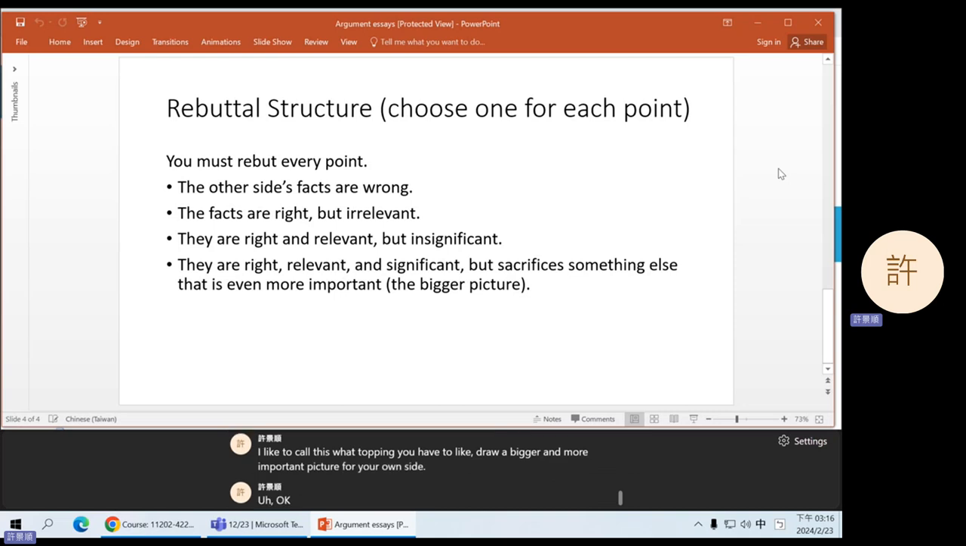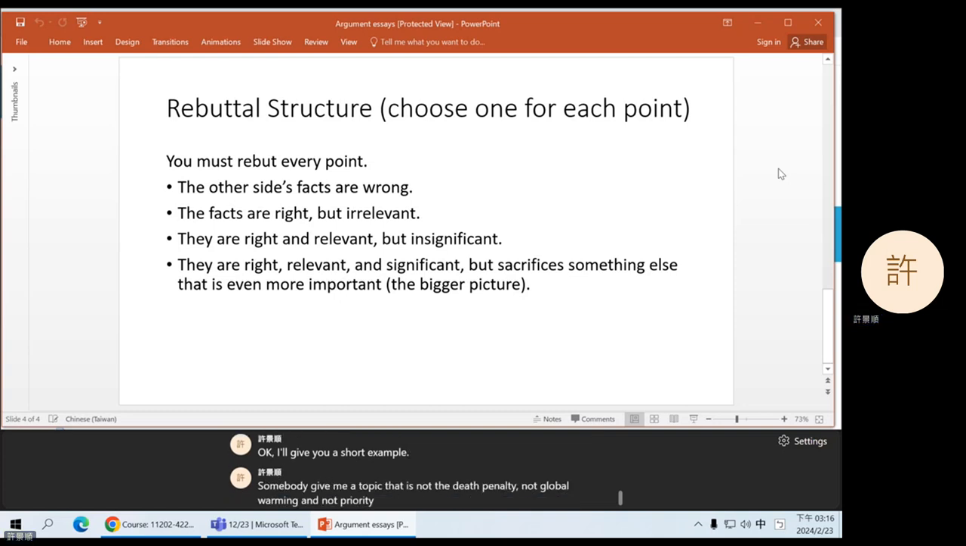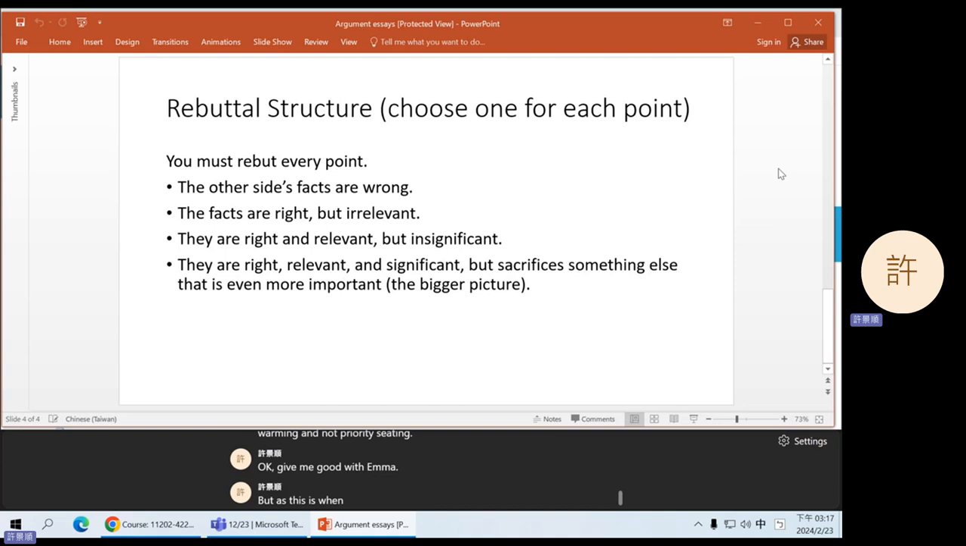Okay, I'll give you a short example. Somebody give me a topic that is not the death penalty, not global warming, and not priority seating. Okay, give me a topic. It can't be the death penalty, it can't be global warming, and it can't be priority seating. Any other topic is fine. Forest fires, okay, what are the two sides?